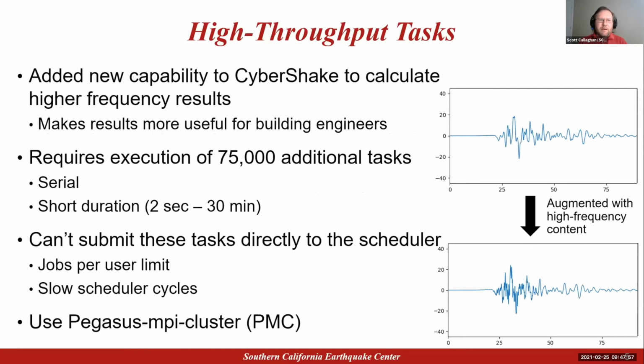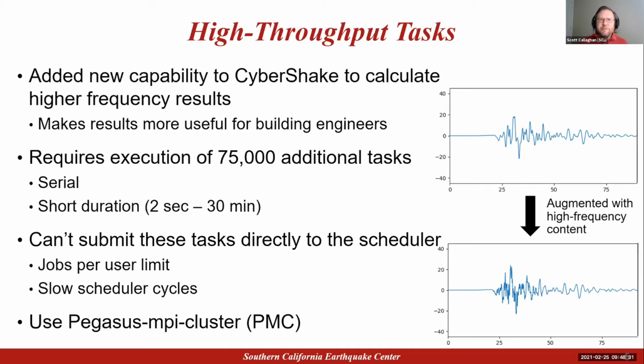The second topic I wanted to discuss is running our high throughput tasks. In this last year, in 2020, we added a new capability to our CyberShake workflows to calculate higher frequencies, so higher seismic frequency results. Basically, we take the original results that we produce and we augment them with higher frequency content. It turns out this is really important for building engineers. A lot of buildings are more sensitive to higher frequency ground motions. And so including that in our results makes our results overall more useful.